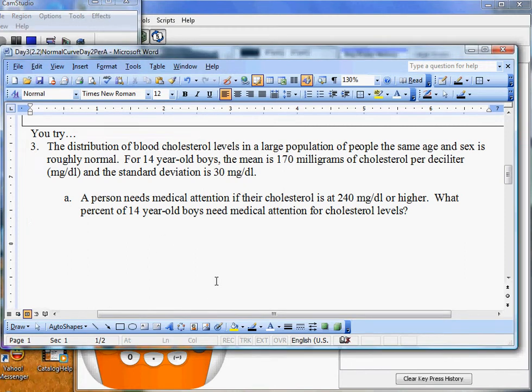Okay, so for some of you who are still wondering how to use the Normalcdf function and why we use it, here's an example. It's about blood cholesterol for people. For 14-year-old boys, blood cholesterol is roughly normal with a mean of 170 and a standard deviation of 30. If somebody with a cholesterol of 240 or higher needs medical attention, what percent of 14-year-old boys will need medical attention?